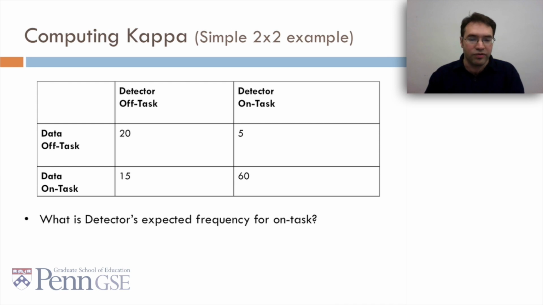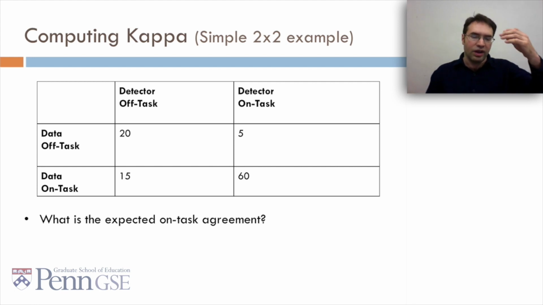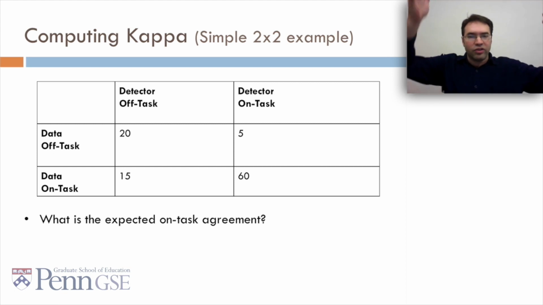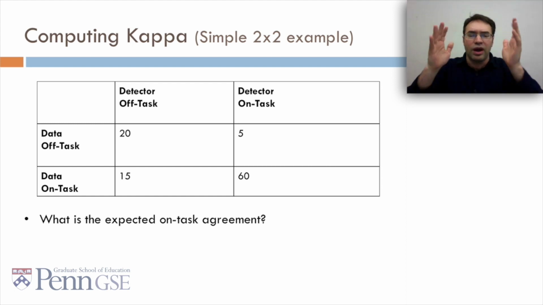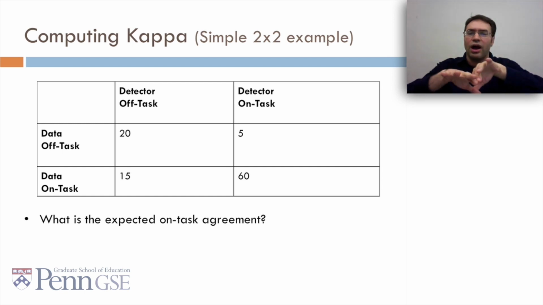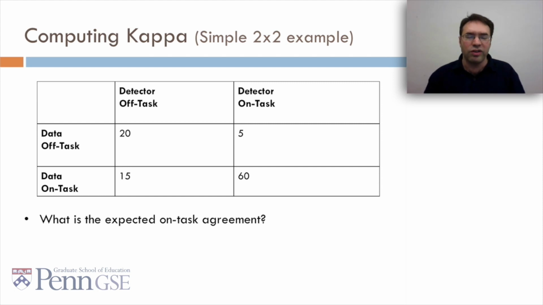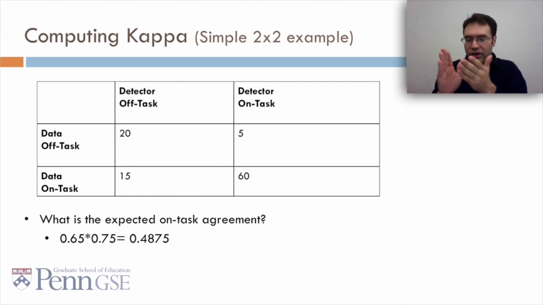What's the detector's expected frequency for on task? Well, look at the detector on task column. 60 plus 5 is 65, or 65%. What's the expected on-task agreement? Well, if we take the two cases and we say, what's the data's percentage of on-task, what's the detector's percentage of on-task, and we say there's actually no correlation between the detector and the data, we're just going to have people be on-task according to the detector or the data by complete chance according to the proportions, 75% and 65%. In that case, the expected on-task agreement is 65% times 75%, which is 48.75% for those of you who have a calculator in your head.